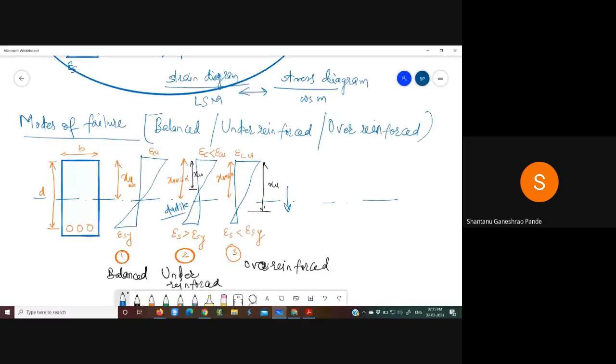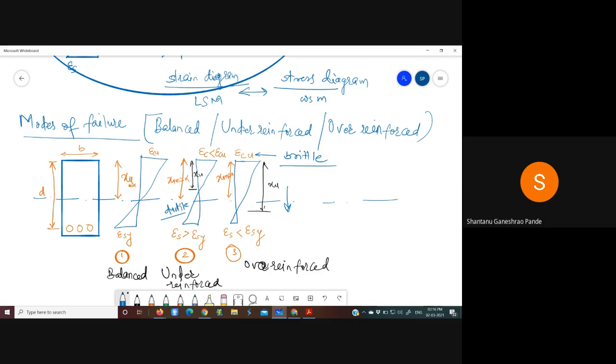In this case the concrete has reached its maximum value, whereas steel is still unstressed, or the strain in steel is much less than the maximum permissible value. So this will be a brittle failure, because concrete is going to fail first, prior to steel reaching its value. Such failure won't be expected by any designer. So this is about modes of failure.